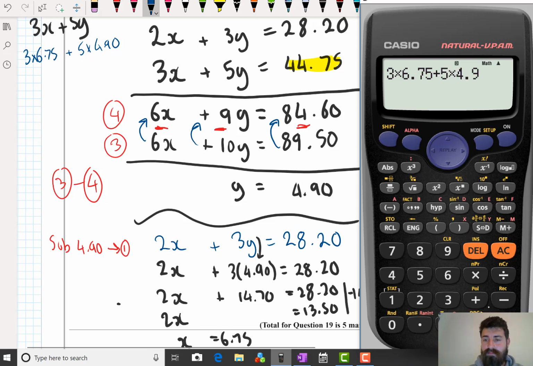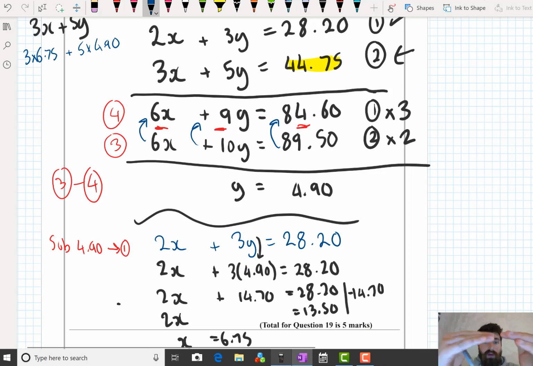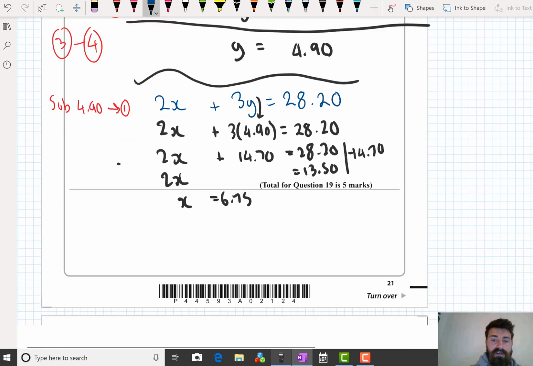Should be £44.75. Yes. If I had made a mistake there, I'd have run through my working out one more time to check that I didn't do 3 times 3 and get 18, something like that. But yes, tick. Check's right. So that's 5 marks there. That's a lot of marks.